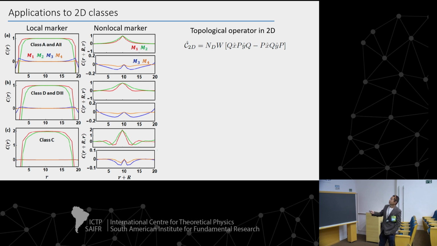So the topological operator in 2D looks like this. The Chern marker turns out to be one special case of this more generalized formula where you don't have this W matrix because you have used all three Pauli matrices in your problem.